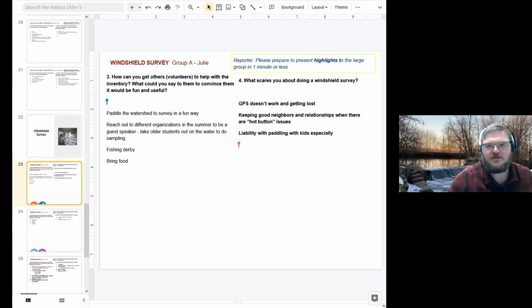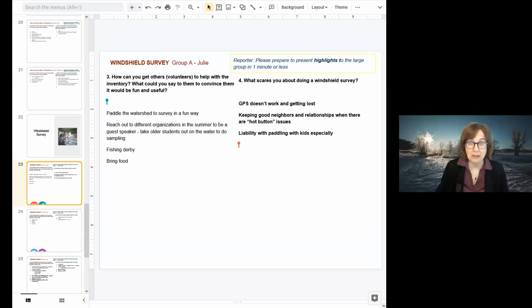Work for those people that were relying on electronic devices, keeping good neighbors and relationships when there are hot button issues like low-head dam removal, and the liability with paddling with kids, especially as we open up the waterways for recreation. That's all. Wow, these are fantastic.